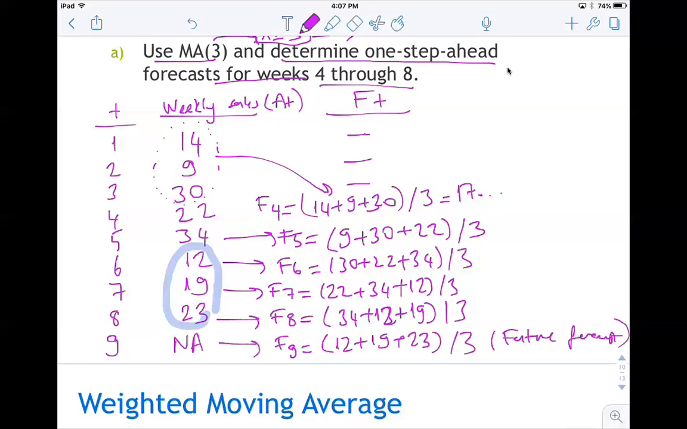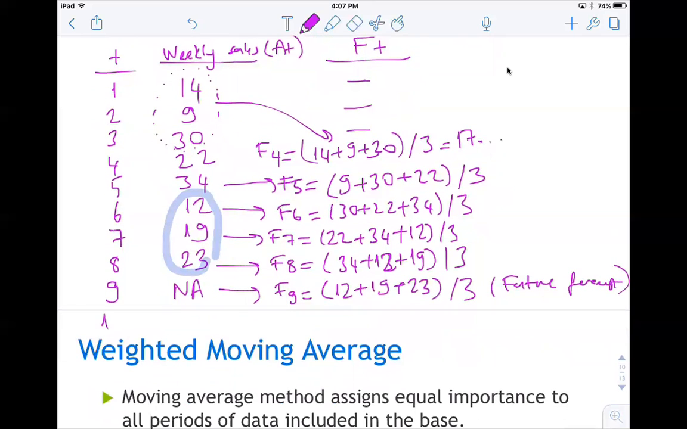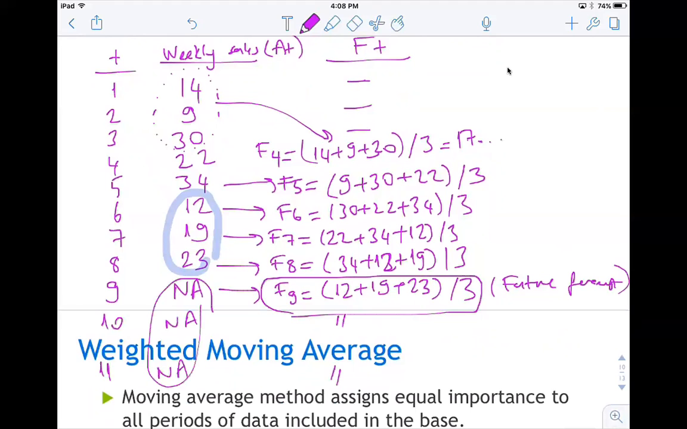Okay. All right. So what's my forecast for week 10? Right. And what's my forecast for week 11? I don't have any actual observations for these data points. It would be the same forecast that I made for week 9. You would still be using the same forecast that you made for week 9 as a forecast for week 10 and week 11.